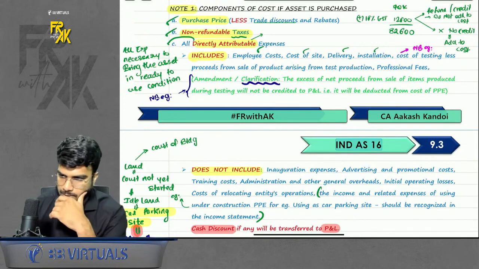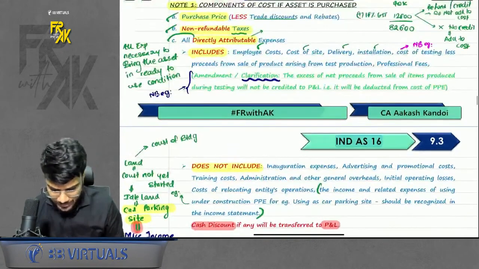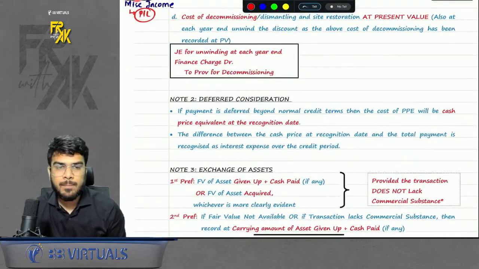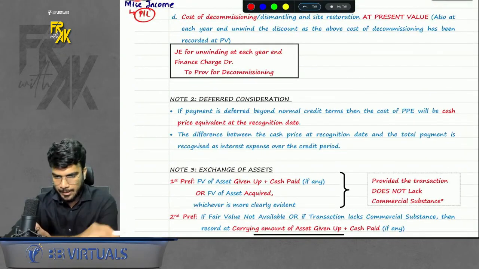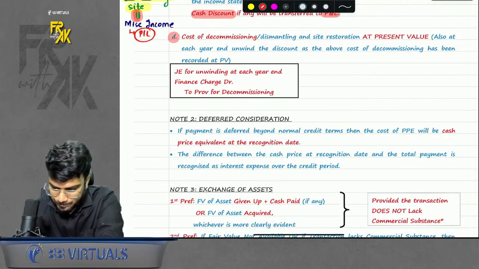Clear? Okay, sir. Now let's discuss. Okay, we discussed 3 points. The first 3 points are done. Now let's discuss this fourth point, which will also form part of the cost of the asset, right?